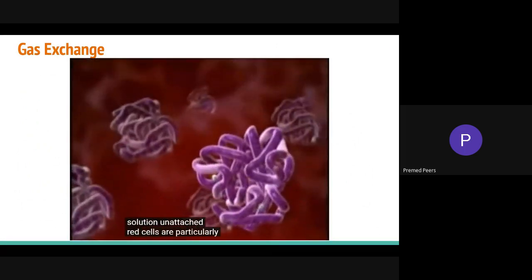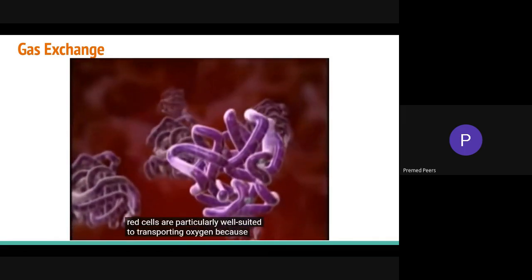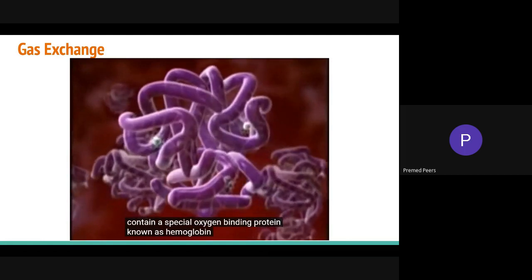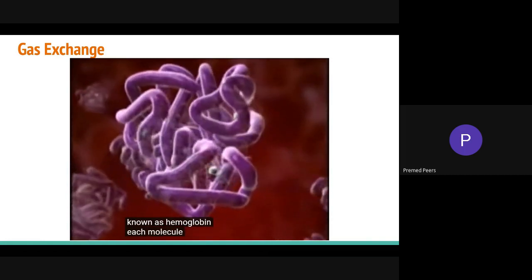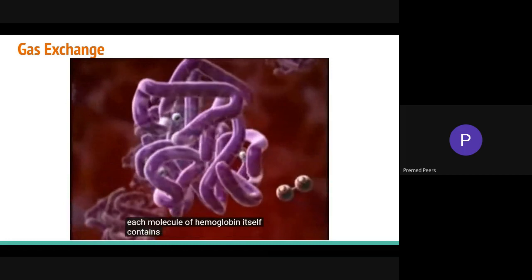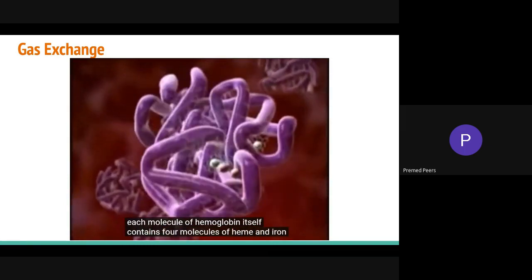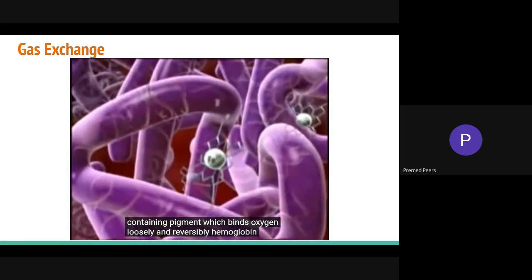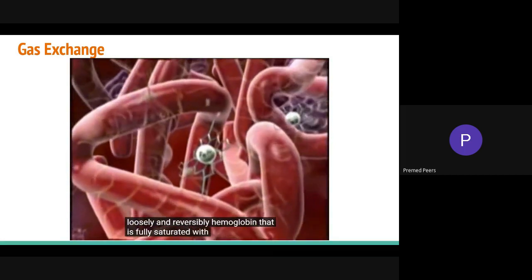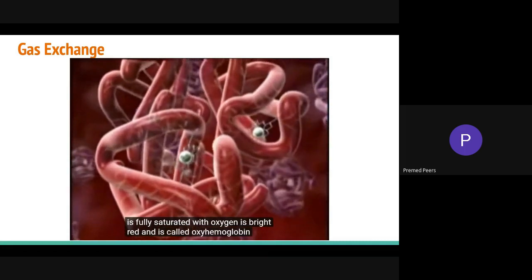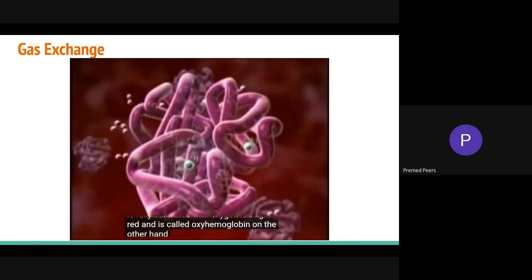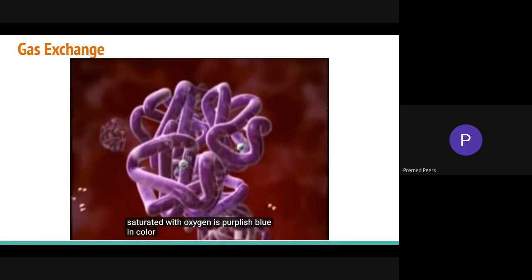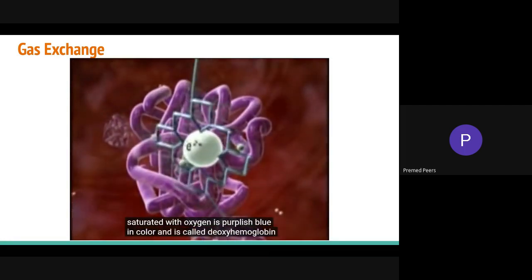Red cells are particularly well suited to transporting oxygen because they contain a special oxygen-binding protein known as hemoglobin. Each molecule of hemoglobin itself contains 4 molecules of heme, an iron-containing pigment, which binds oxygen loosely and reversibly. Hemoglobin that is fully saturated with oxygen is bright red and is called oxyhemoglobin. On the other hand, hemoglobin that is not saturated with oxygen is purplish-blue in color and is called deoxyhemoglobin.